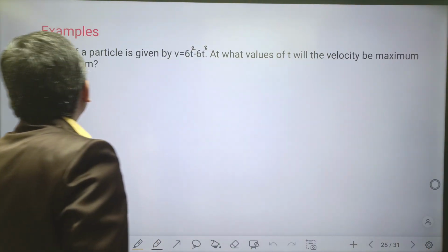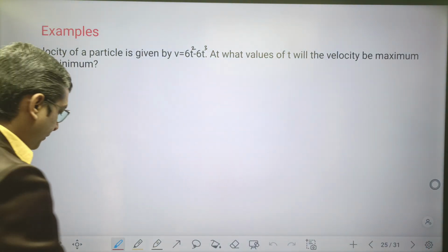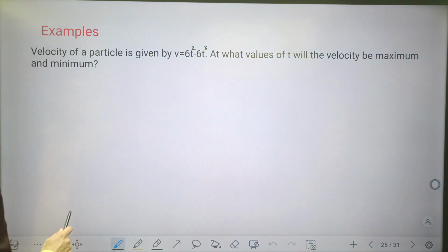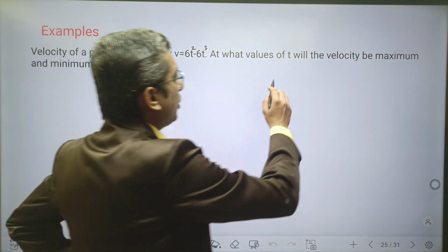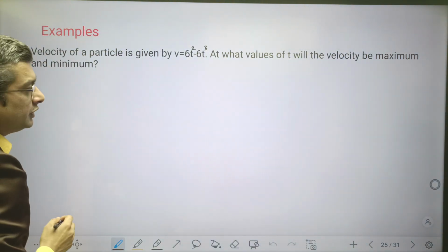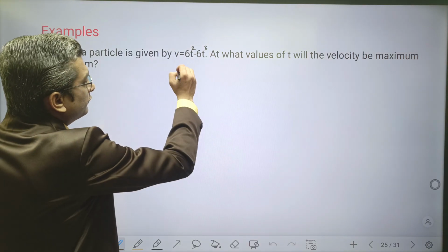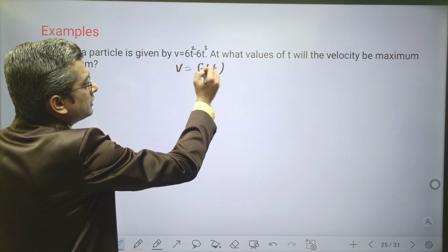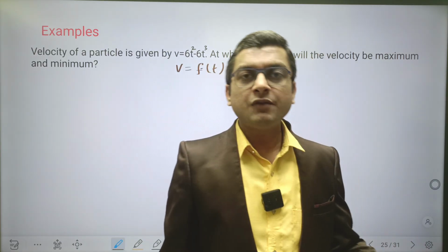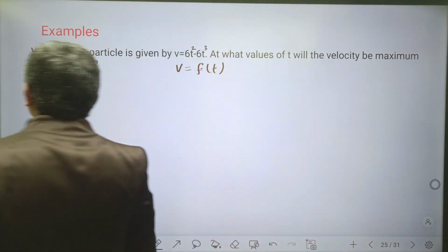So next, now let us have some practical examples here. Question number 1: the velocity of a particle is given by v is equal to 60t square minus 60t cube. At what values of t will the velocity be maximum and minimum? So dear students, velocity is again a function of t here, and we are asked to find the maximum and minimum values of this function. So this is the concept of maxima and minima.